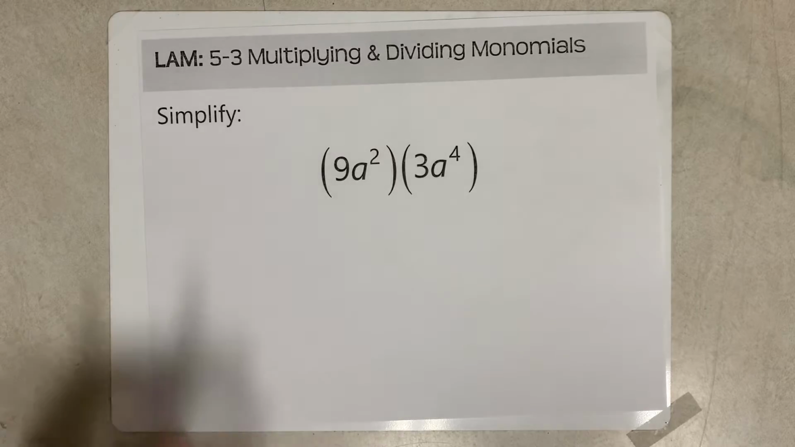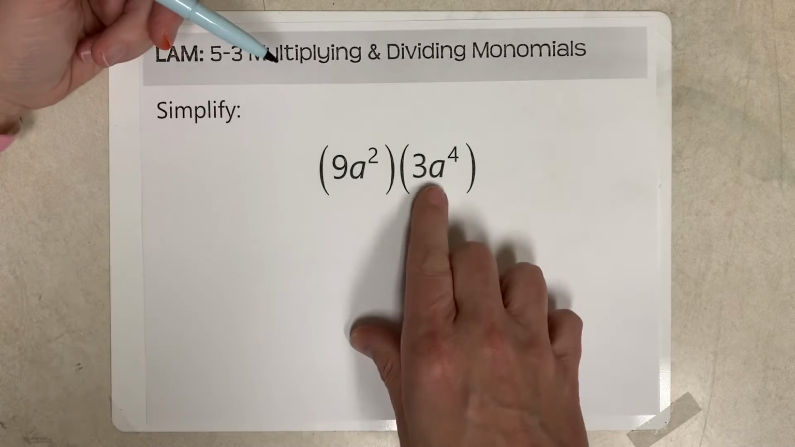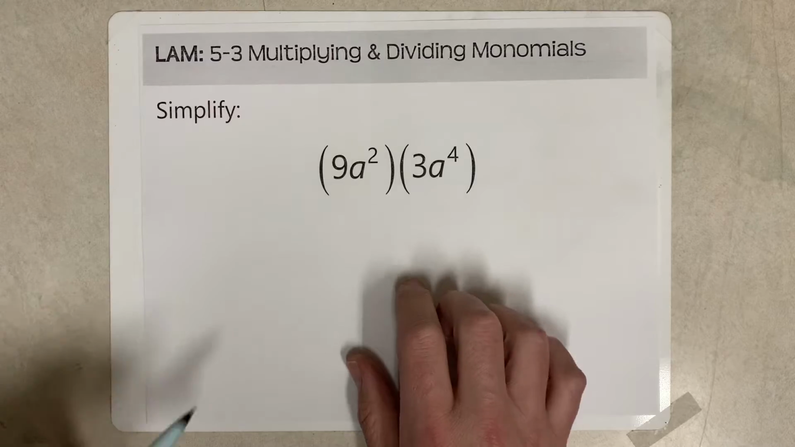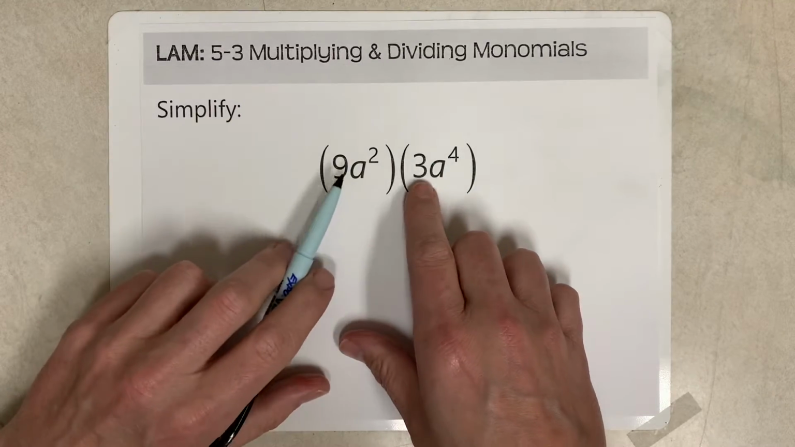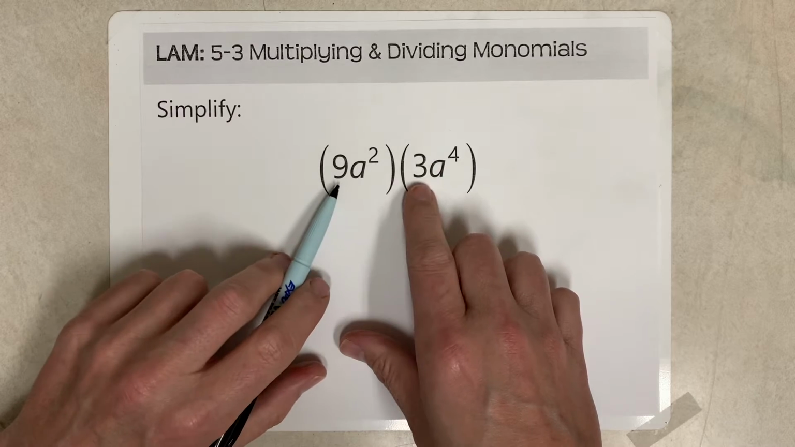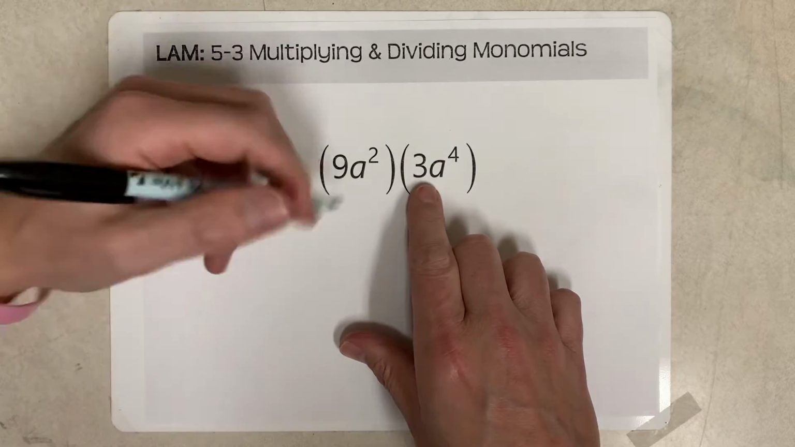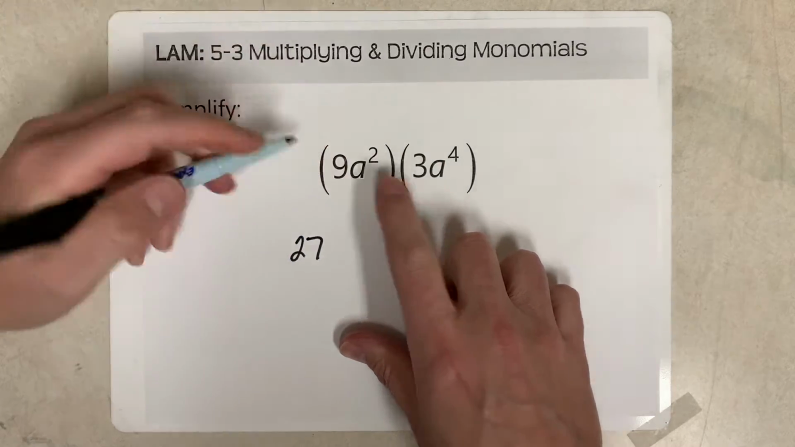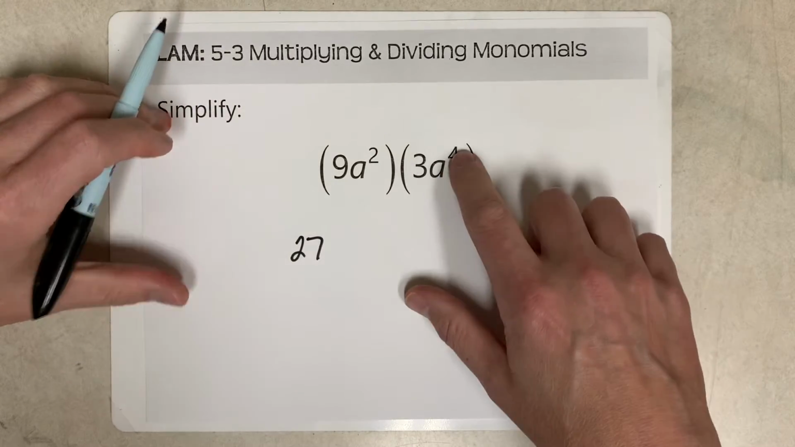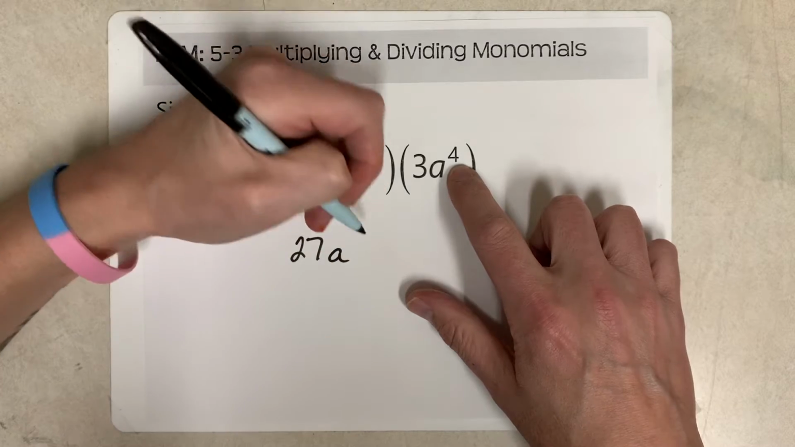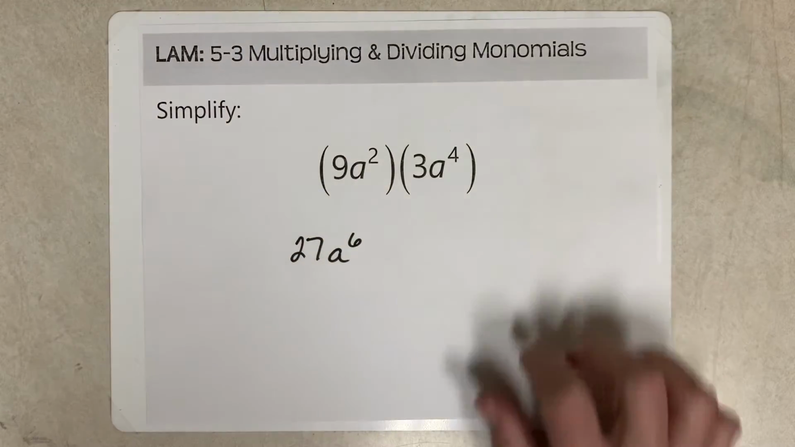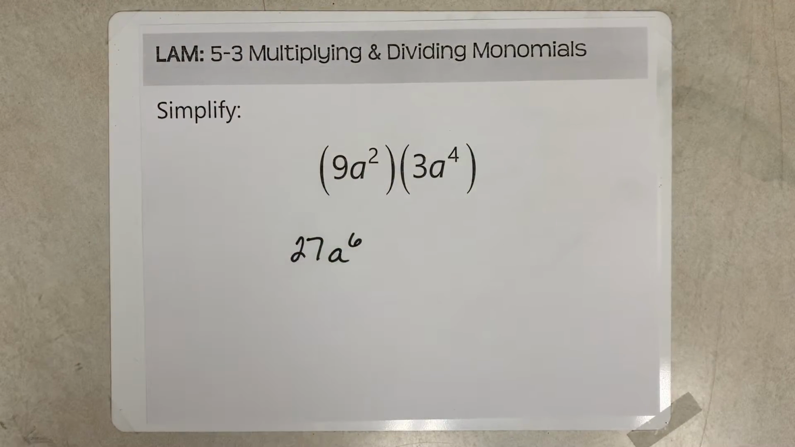All right. This one is 9a squared times 3a to the 4th. So instead of writing this all out like I did in the previous one, I'm just going to take the two number parts and multiply those together first. 9 times 3 is 27. A squared times a to the 4th, we add the two exponents, and that's going to be a to the 4 plus 2 is 6. And that's your final answer. Fairly simple.